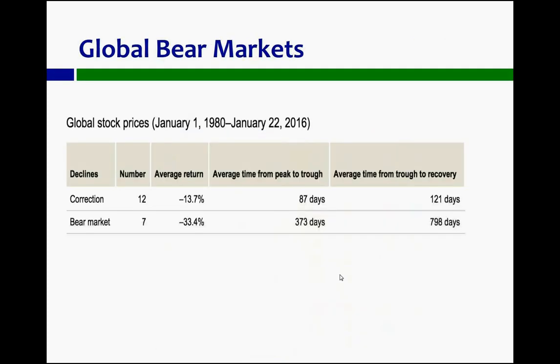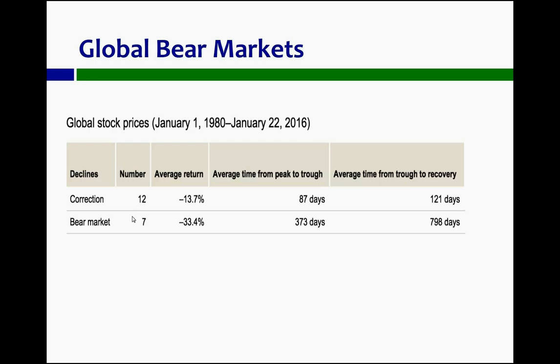And here are some other statistics about global bear markets. These are global stock prices since 1980, and this includes the U.S. It also includes international markets. And it really paints a picture that global corrections, even global bear markets, are pretty common. Since 1980, the global stock market has experienced 12 corrections, which is a 10 to 20% decline, and 7 bear markets. So the attention-grabbing downturn happens on average every couple of years.